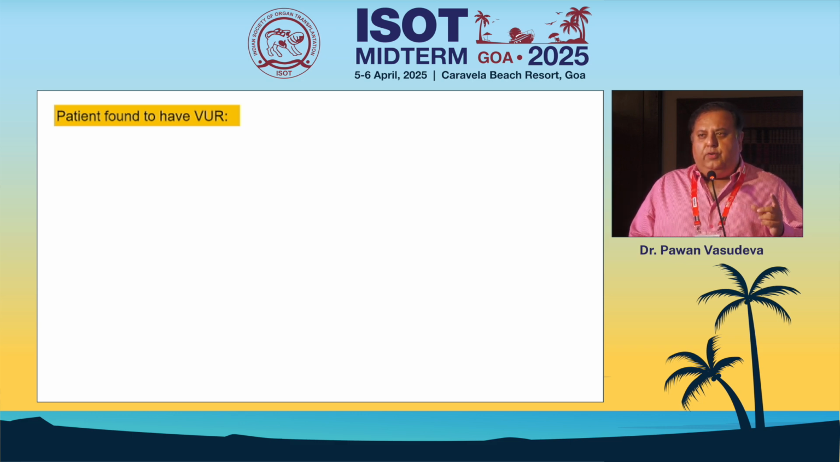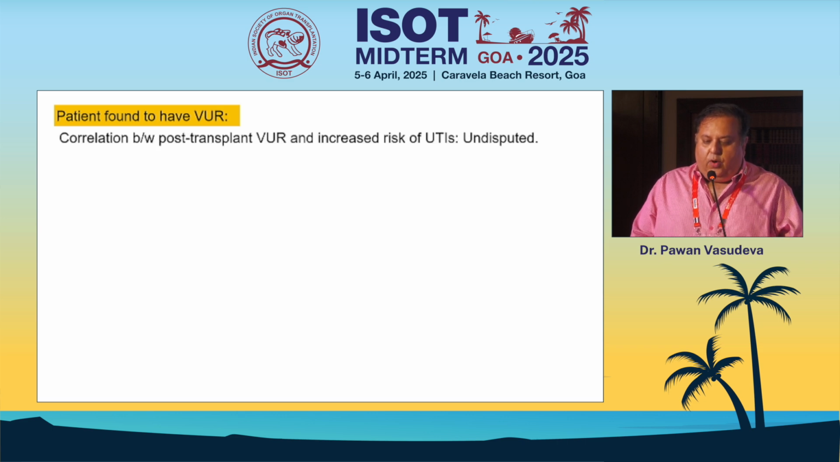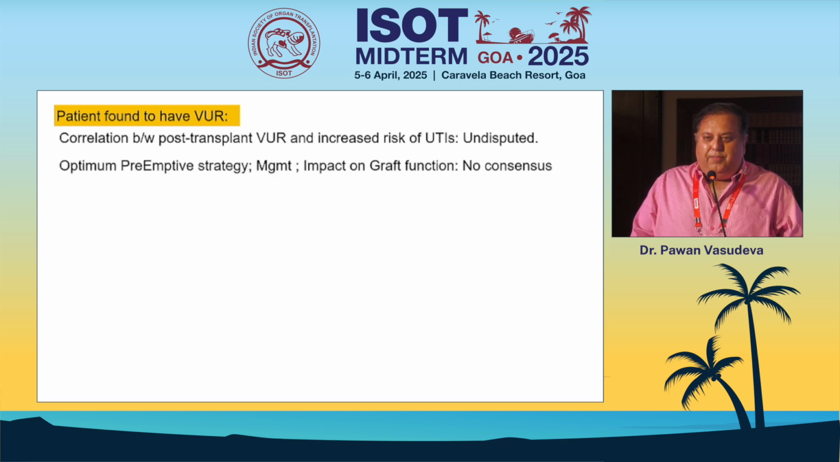When you do your evaluation and you get VUR, it is a little controversial. We all know that VUR leads to an increased risk of UTIs, that is undisputed. But do you want to institute preemptive strategies? Do you want to manage it preemptively? And what impact does the grade of reflux have on graft function? There is no consensus as of now.